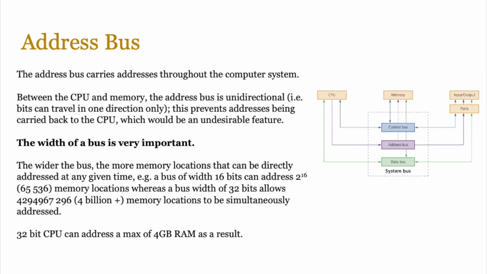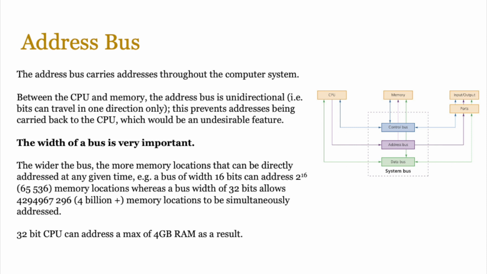Let's start with the address bus. The address bus carries addresses throughout the computer system. That's between the CPU and the memory or other devices. The address bus is unidirectional, which means that the bits can travel in one direction only. This prevents addresses being carried back to the CPU, which could be a very undesirable feature because that means you're giving control away to a device or RAM. Now, the width of this bus is very important because the wider this bus, the more memory locations that can be directly addressed at any given time.